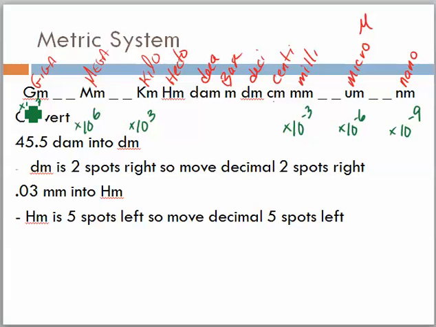And what I want you to understand is that millimeters is times 10 to the negative third. Micrometers is times 10 to the negative sixth. Nano is times 10 to the negative ninth. Kilometers is times 10 to the third, 10 to the sixth, 10 to the ninth. The reason they are that way is, for example, millimeters is 1, 2, 3 spots to the right, so it is times 10 to the negative third. Micro is 6 spots to the right, so it's negative 6. Nano is 9 spots, so it's negative 9. The same works the other way.